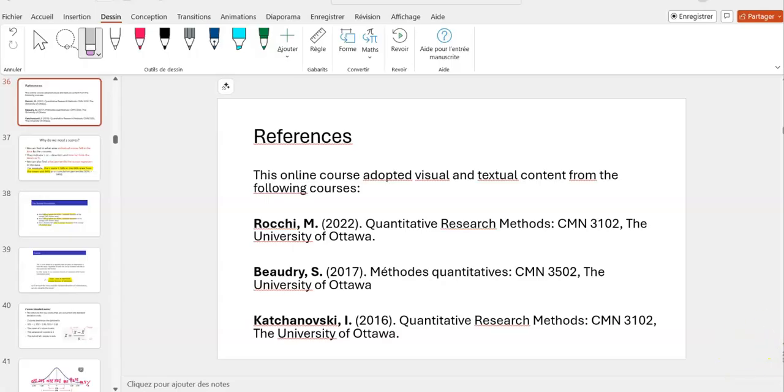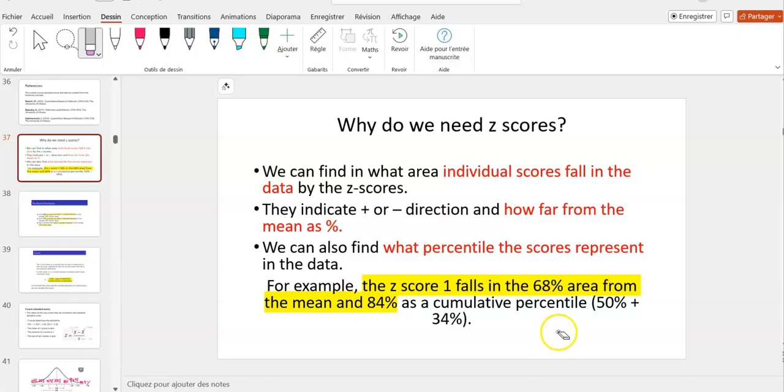Okay, so I got the content and textual images from these three courses. They were my professors, and I learned a lot from them. So these are the resources. Today I want to talk about what Z-scores are.